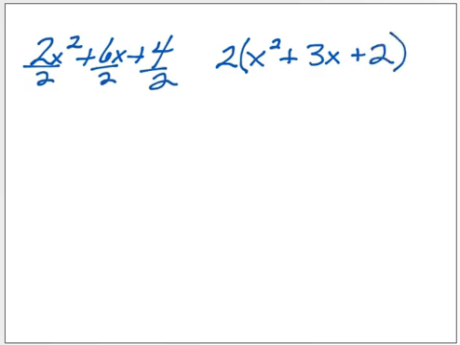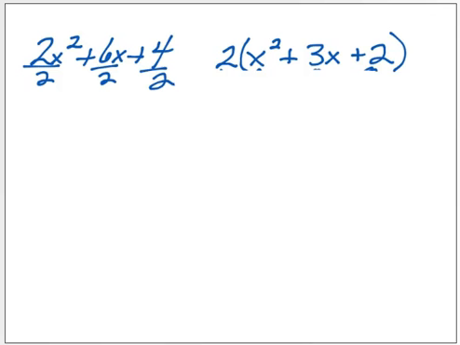Now let's double check our work. 2 times x squared is 2x squared. 2 times 3x is 6x. And 2 times 2 is 4. So I believe we've got our greatest common factor out.